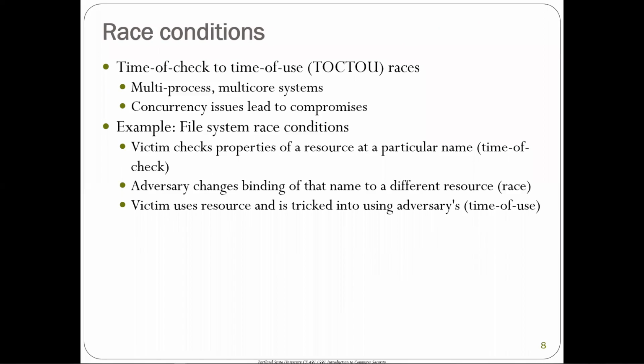Another set of very common vulnerabilities are race conditions. And for here, there's a very common acronym that's used to describe race conditions. These are the time of check to time of use races, TOCTOU. And these are prevalent in any system that has multiple processes and multiple cores running at the same time, which is basically every system. Even your phone is like that, multiple cores, like 6 or 7 cores on that thing.